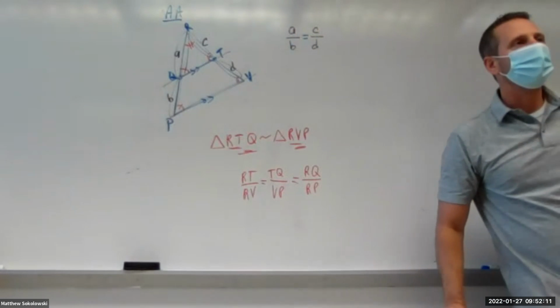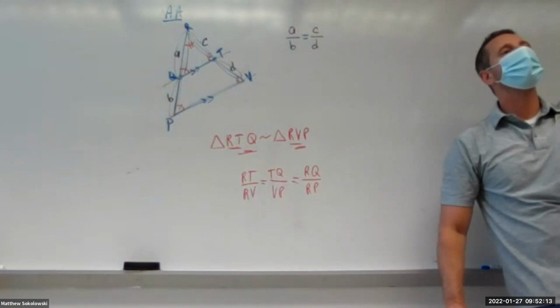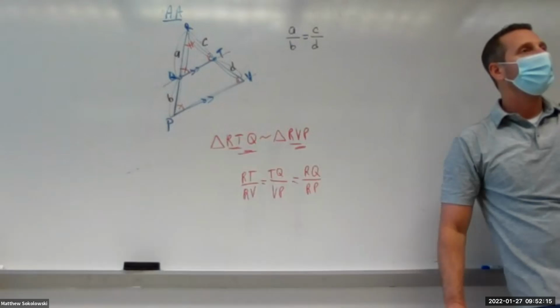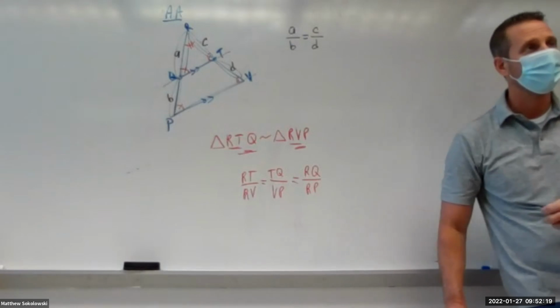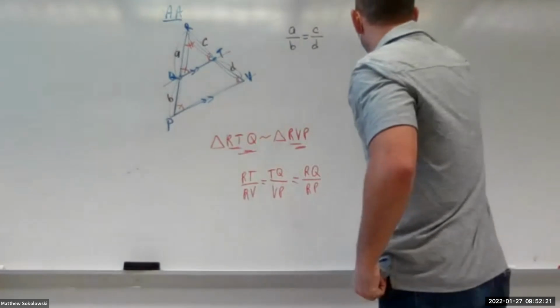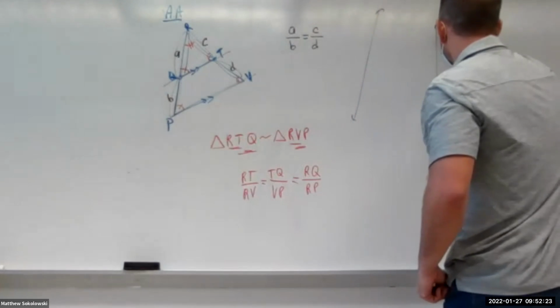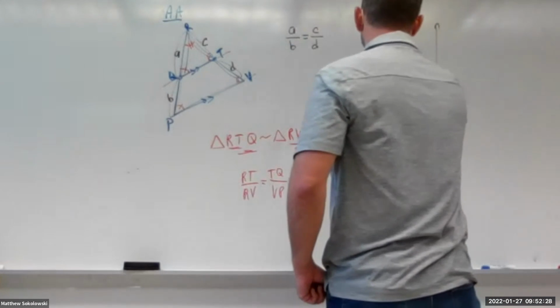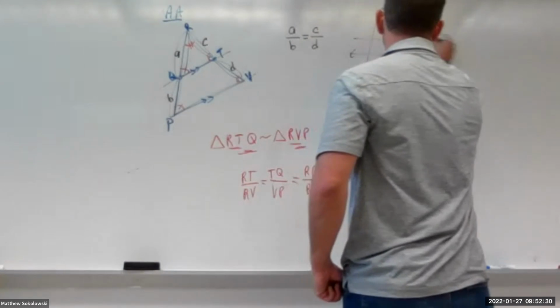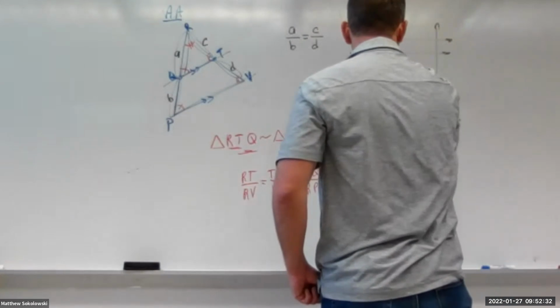That was called the side splitter theorem. Parallel lines divide other lines, the ones they intersect, proportionally. And that dealt with, if I had anything, I could draw two lines that look like this, and then draw parallel lines. Boom, boom, boom, boom. We got all these parallel lines, right?